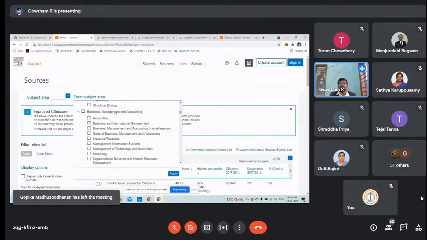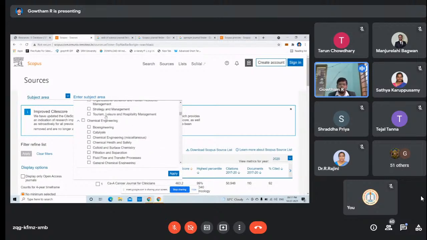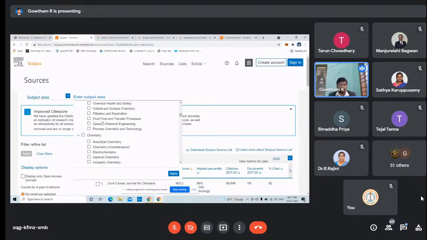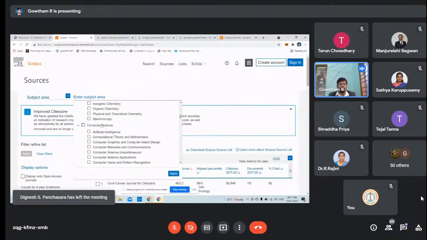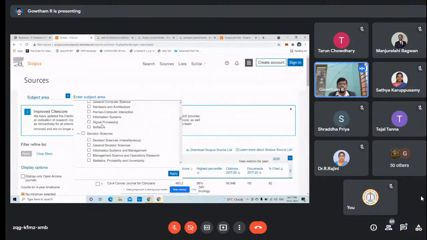So what I am going to do, I am going to click on business, management and accounting. Business, management and accounting, right? So I have selected this domain. Let us scroll down. Then comes what? Chemical engineering, not necessary. Chemistry is also not our domain. Computer science is also not our point of discussion.